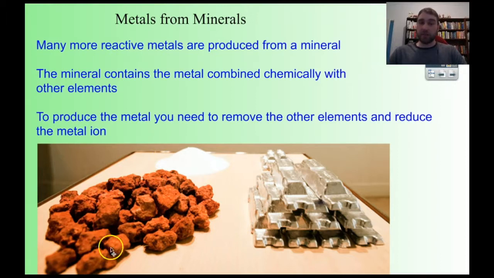So down here we have an example. This is bauxite, so that's the mineral that we use to get aluminium from, and here is the finalized aluminium, and you can see they're very different. Bauxite is impure aluminium oxide, so we need to remove the oxygen from the aluminium ions, and that's how we get the aluminium once we reduce those aluminium ions to aluminium metal.